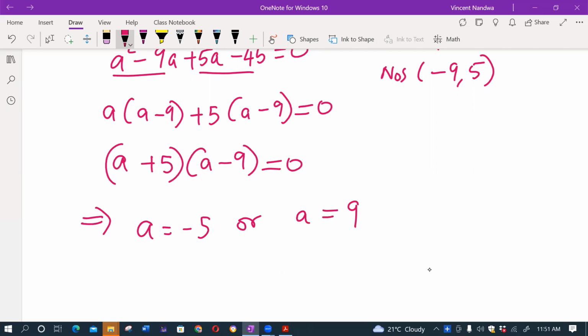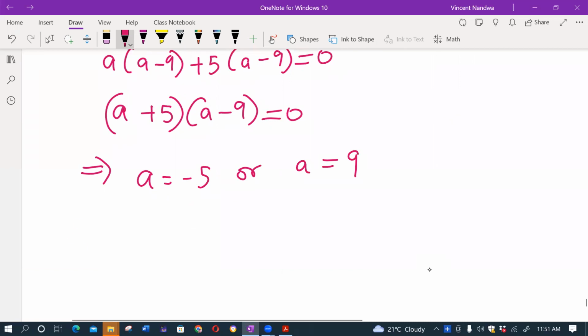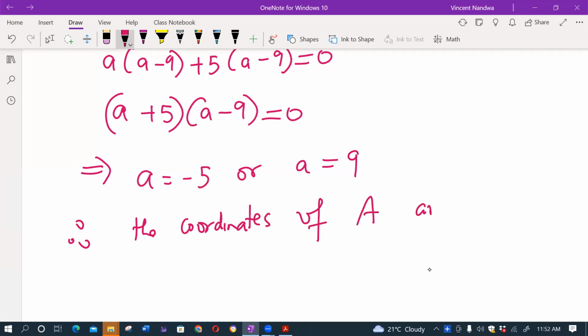Then you don't stop there. You now give the coordinates of A. So therefore, the coordinates of A are (minus 5, minus 5) or (9, 9).